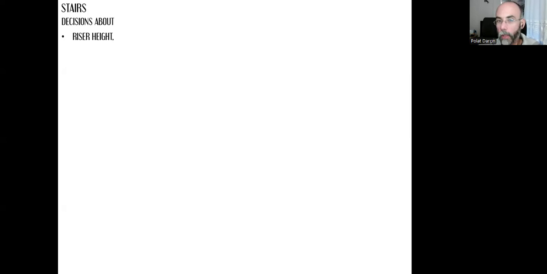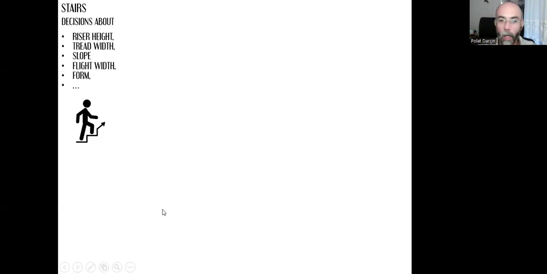First of all, when we are designing stairs, it's not separated from the design of the building and the spaces. They are all integrated, so we need to make decisions all together. But when making decisions about the stairs, we need to make specific decisions about the riser height, tread width, the slope or pitch of the stairs, flight width, form, and things like color, texture, etc.